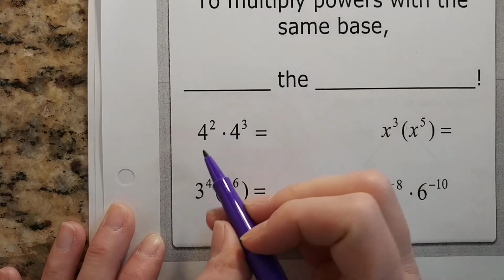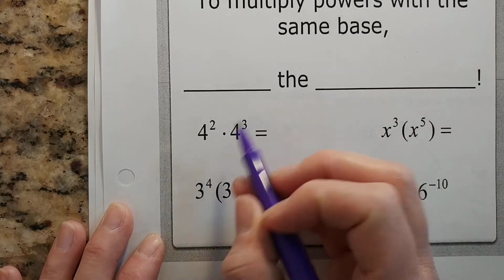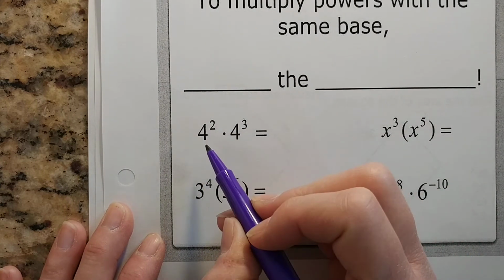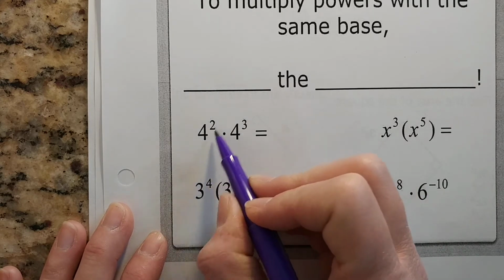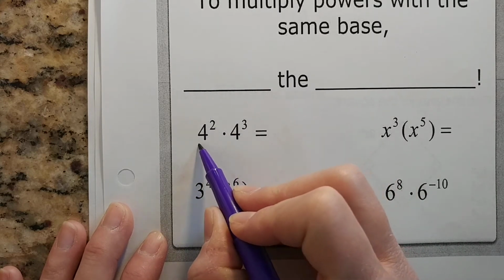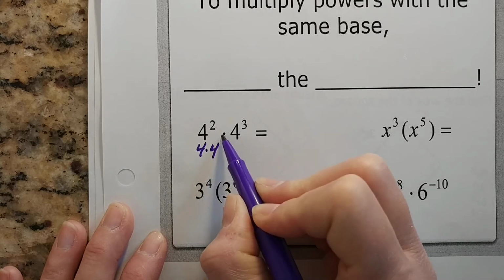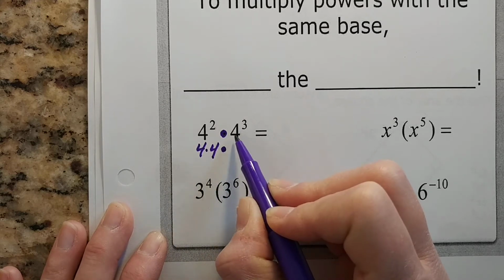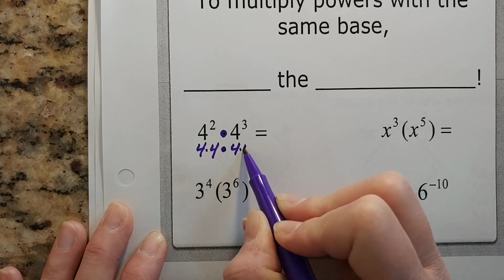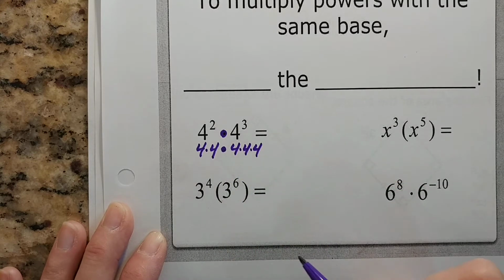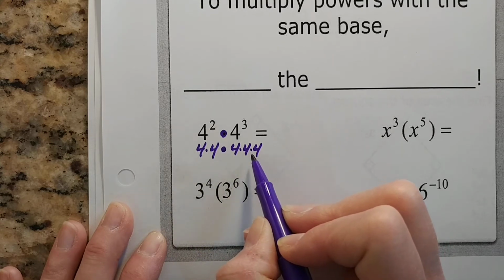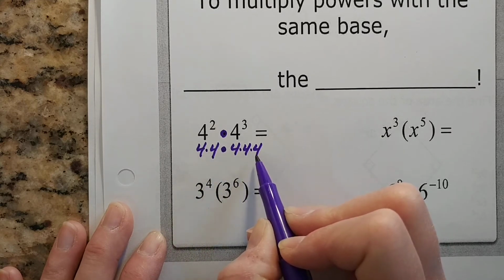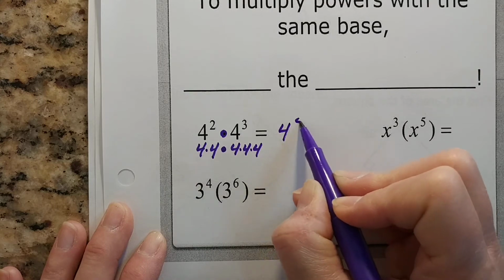Let's take a look at what 4 to the second power times 4 to the third power means. You know that a power is a shorthand way of writing a multiplication problem. So if I expand 4 to the second power, I can write it as 4 times 4. And then if I multiply that by 4 to the third power, that's 4 times 4 times 4. Now take a look at what you have here. You have 4 being multiplied 5 times. That's the same thing as 4 to the fifth power.